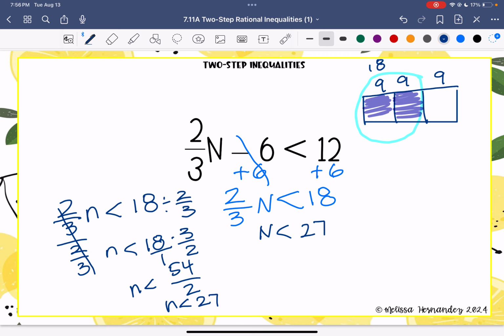So we want numbers that are less than 27. Kind of walk yourself through it. 26, 25. It could be 26.99. It doesn't include 27. It's going to be an open circle. And it'll be graphed this way. On STAAR, you've got to do both. You've got to solve it and you've got to graph it. It'll be worth 2 points.